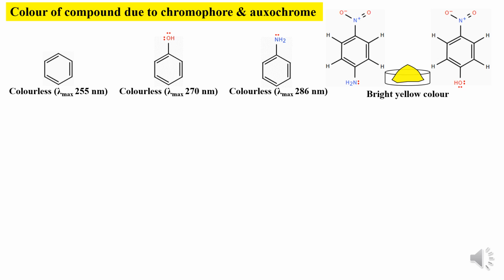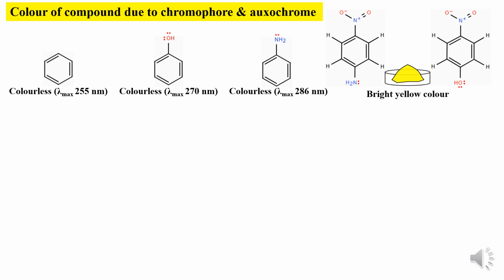So why are phenol and aniline colorless despite the presence of the auxochromes OH and NH2? It is because the extension of the conjugation is not sufficient to bring about absorption in the visible region. The moment a nitro group is introduced at the para position, there is extension of conjugation, and this shifts the lambda max towards a longer wavelength, making the molecule absorb in the visible region. So the presence of a chromophore does not guarantee the color of the compound.